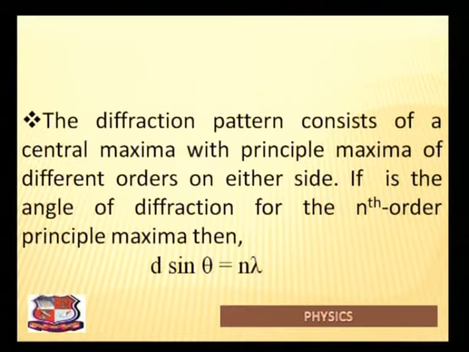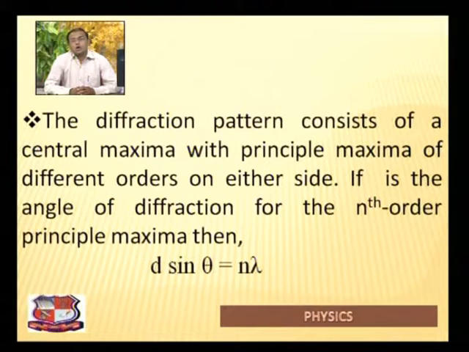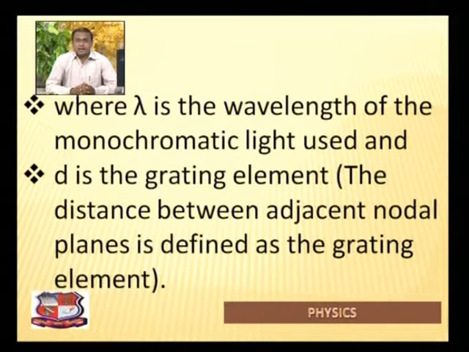The diffraction pattern consists of a central maximum and maxima of different orders. If theta is the angle of diffraction for the nth order principal maximum, then we can write the equation d sin theta is equal to n lambda, where lambda is the wavelength of the monochromatic light source, and d is the grating element, meaning the distance between adjacent nodal planes, which is defined as the grating element.